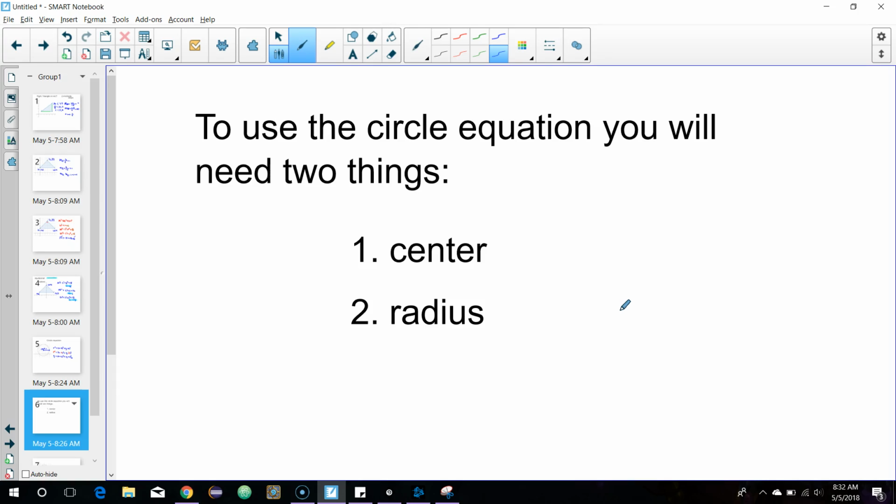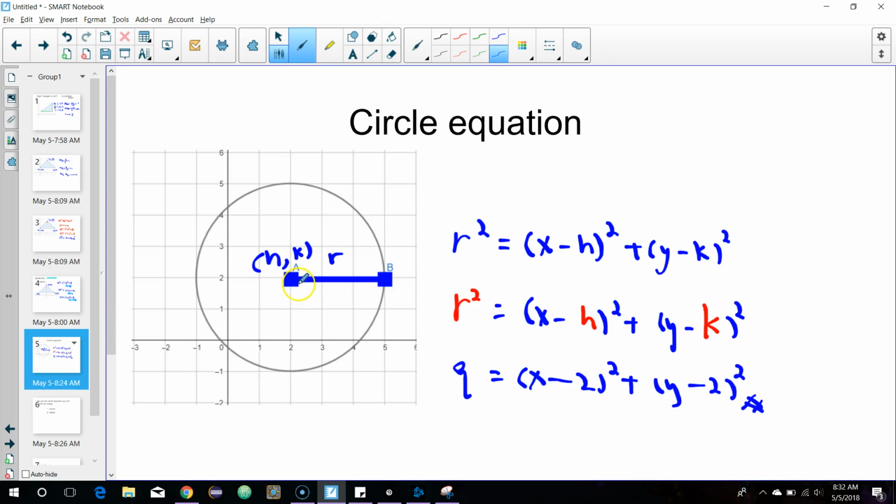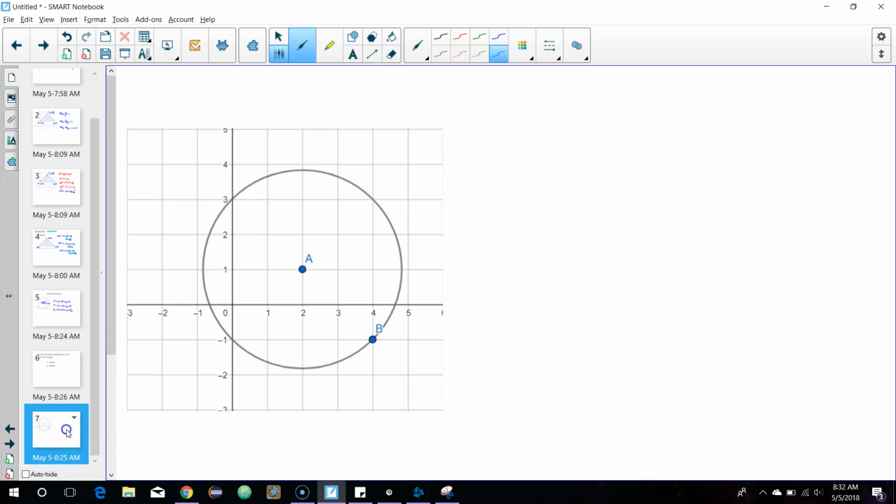Okay, and of course, not everything is that simple. This diagram is extremely simple because you can actually see the radius. I can actually count. That's what I was doing, I was counting the boxes. However, sometimes it's not as simple. They may give you a diagram that looks kind of like this. Of course, the center itself is not going to be too bad. You still can get that 2 and 1 right over there. So the h and k is right over there.